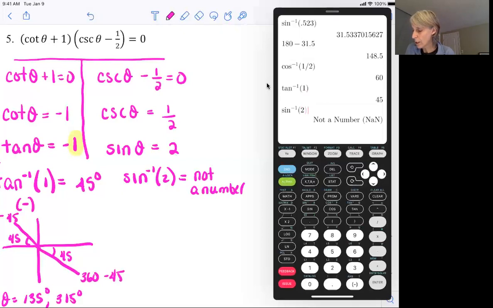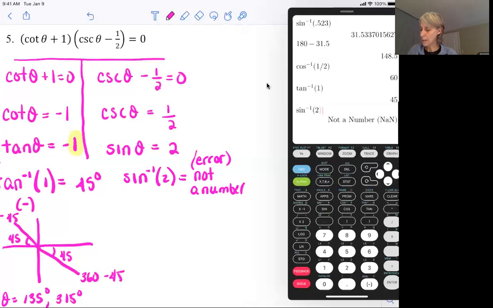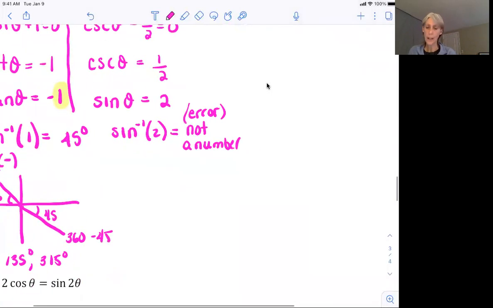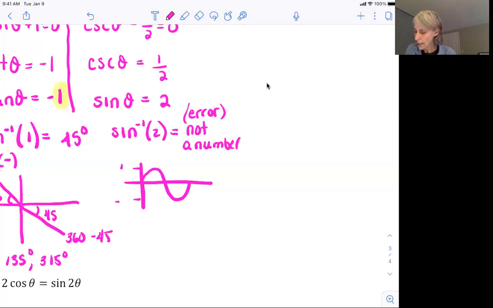You may get an error if you're using one of the calculators that's not on your iPad. Now, why does this happen? Why do we not get an answer? Well, think about it. Think about your original sine function, 1 and -1. You're never going to get an angle that gives you a sine of 2.